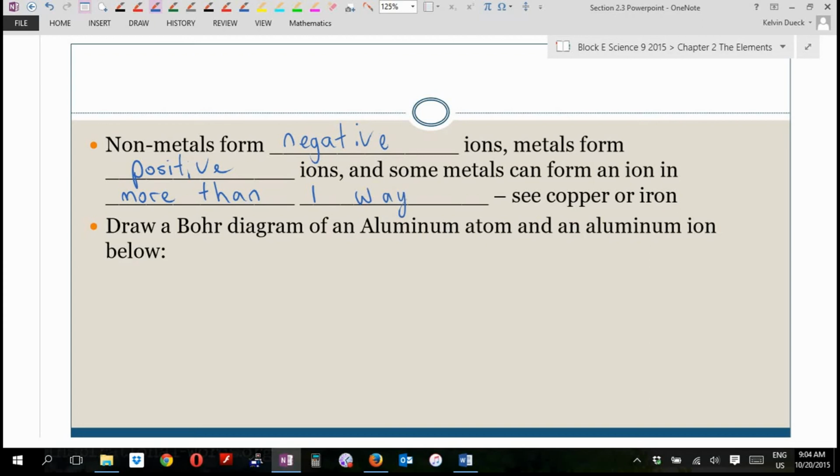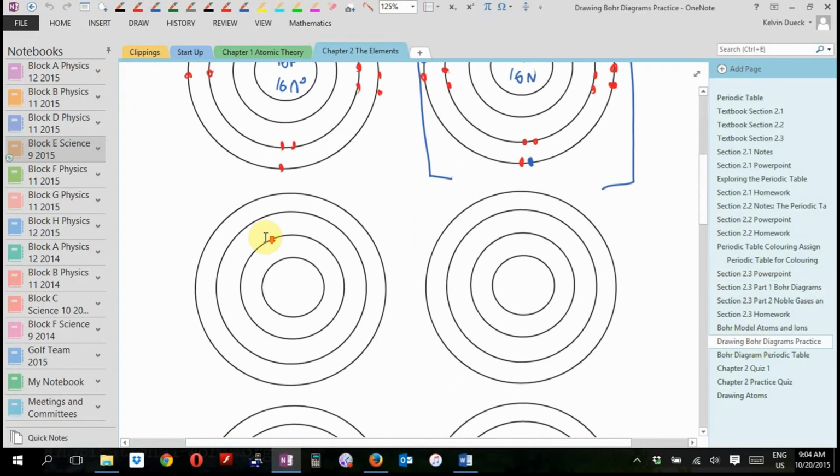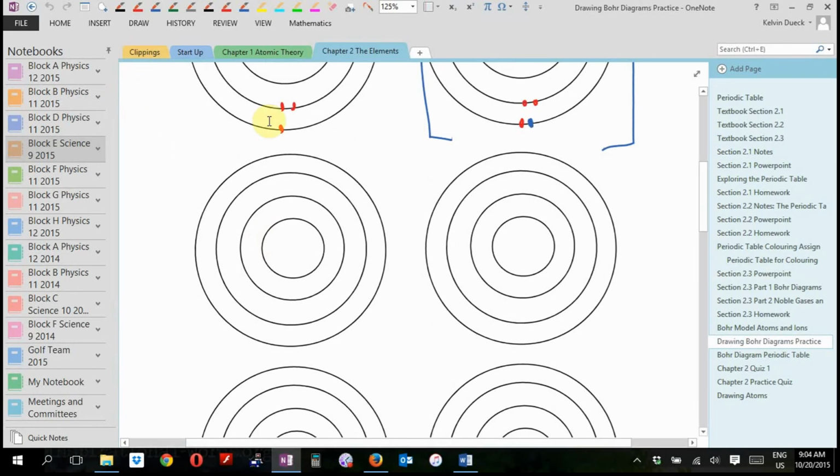Okay. So then it says here, draw a Bohr diagram of an aluminum atom and an aluminum ion. Below. Not below. Did I give you a handy dandy little sheet with circles on it? Hey, let's do it there. Okay? Let's do aluminum. Let's do the atom on the left side. Let's do the ion on the right side. Okay? You know what the first step is? Find aluminum on your periodic table. If you can't do that, you're in trouble.